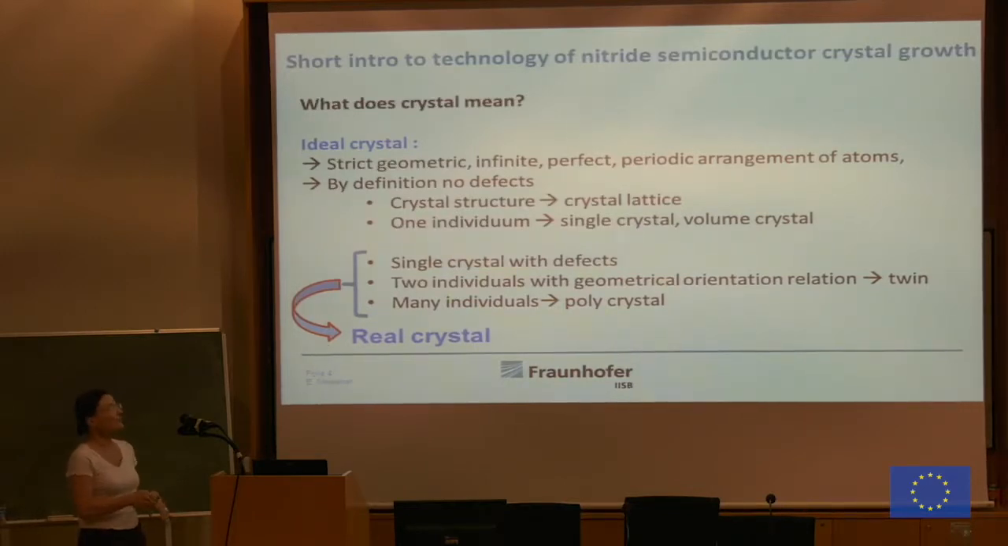So if you have a single crystal with defects, or you have a twin, or you have polycrystals, this is not what we call an ideal crystal anymore. This is what we call a real crystal, and this is what I will come back to later on.